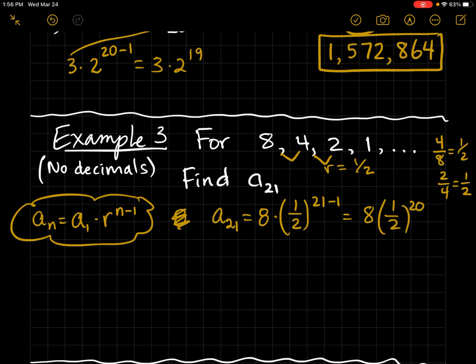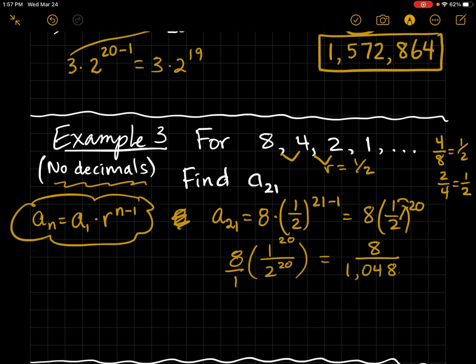If you put that in the calculator, it's going to give you a decimal. So in order to avoid the decimal and to write this as a fraction, what you want to do is distribute the 20th power to the numerator and the denominator. So we end up with 8 times 1 to the 20th over 2 to the 20th. Well, anything to the 20th power is just 1. So in the numerator, we have 8 times 1. And in the denominator, we have 2 to the 20th power, which is over 1,000,000.